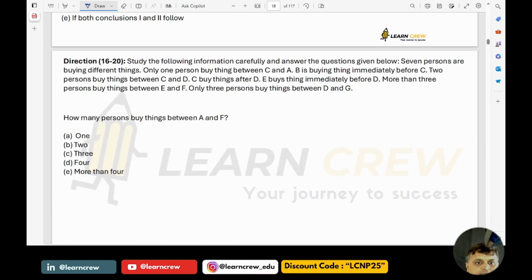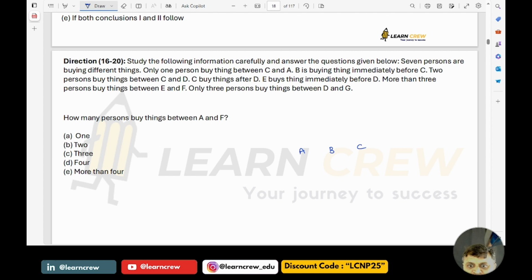Then next, 7 persons. Next one is based on a puzzle. 7 persons are buying different things. Only one person buys things between C and A. B is buying things immediately before C. And only one person buys things between C and A. Can I take A here? I think I can take.